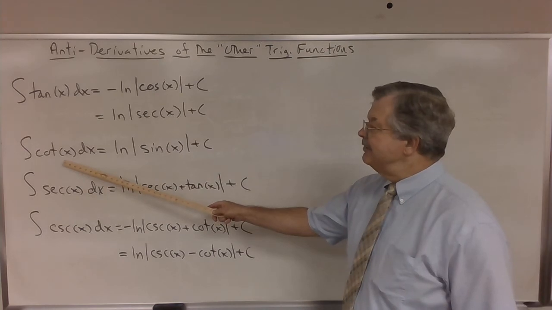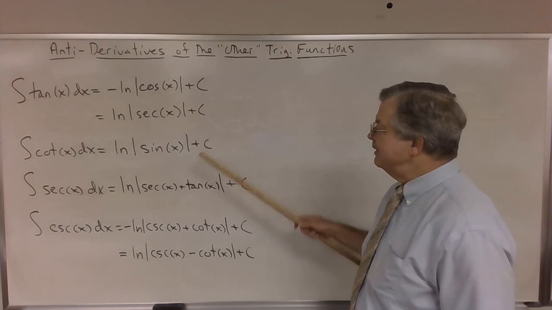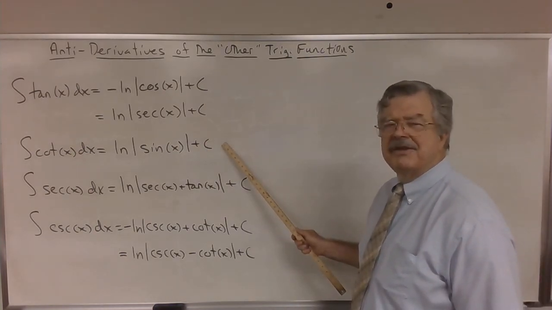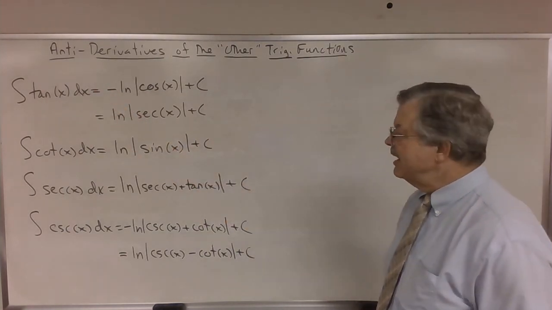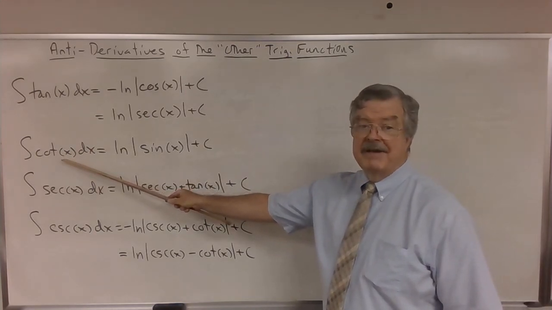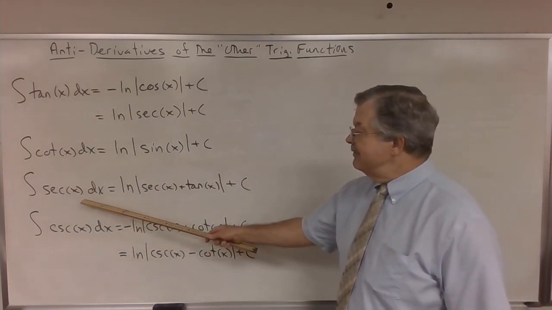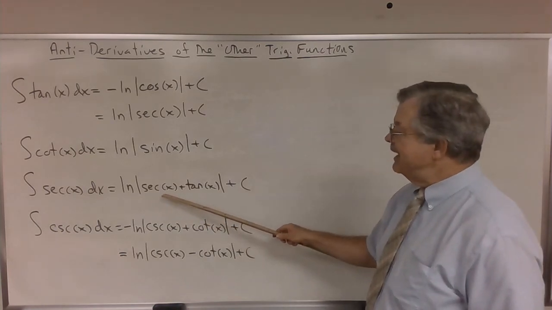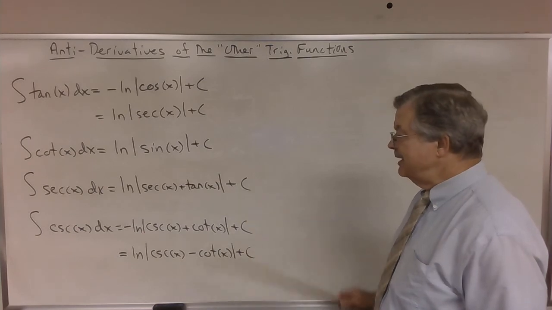The antiderivative of cotangent x is natural log of absolute value of sine x plus c. And by the way, this is found pretty much the same way that we computed the antiderivative of tangent x. We just break this down and write it as cosine of x over sine of x and do U-Substitution. The antiderivative of secant x is natural logarithm of absolute value secant of x plus tangent x plus c.